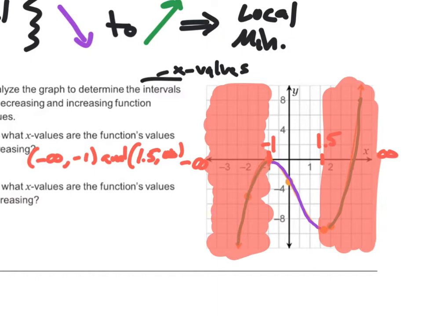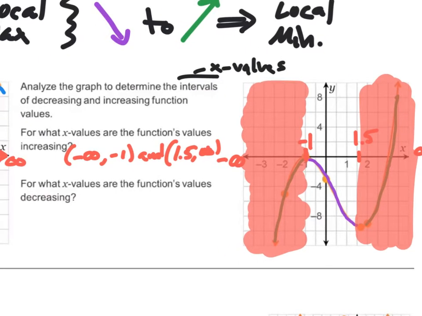And then the other one is, where's the graph going down? That's the space in between, and those x values go from negative 1 to positive 1.5. So I'm going to write that we go from negative 1 to positive 1.5. When I use these parentheses, we call this interval notation, and we'll talk more about that. But you can use interval notation or you can use inequality notation. It's up to you.